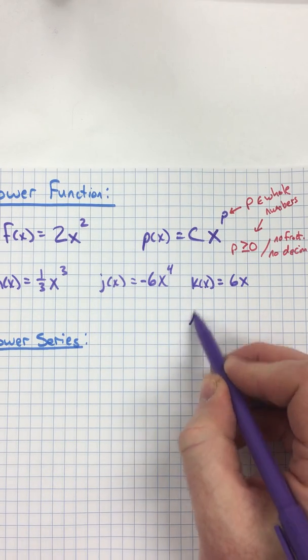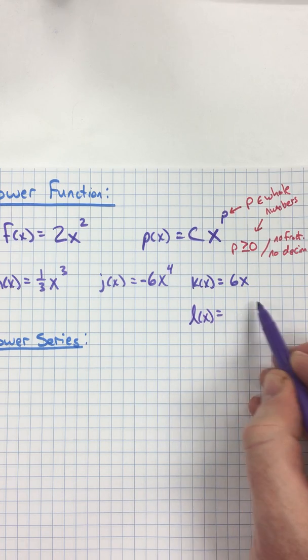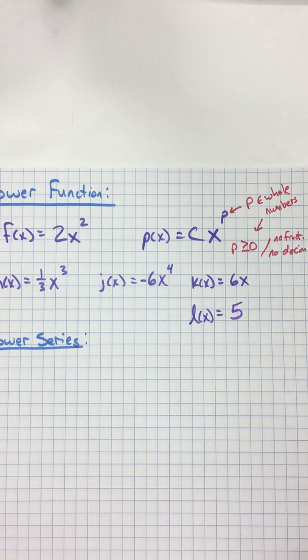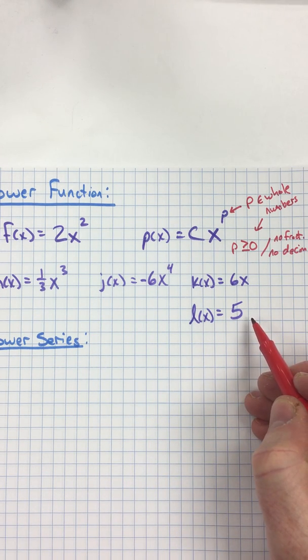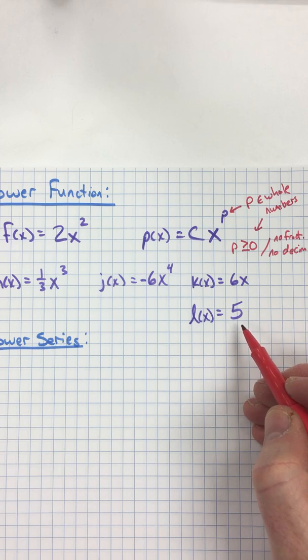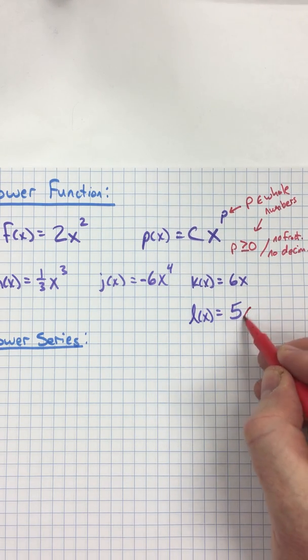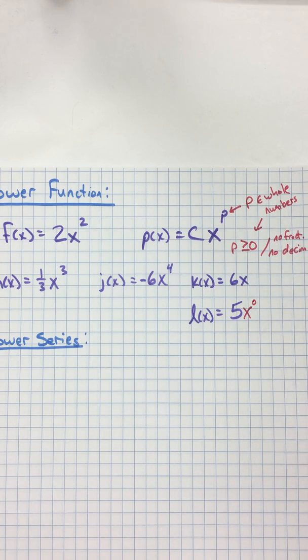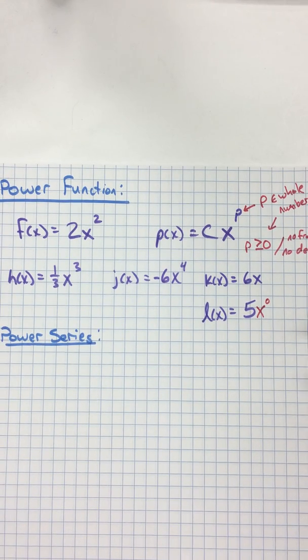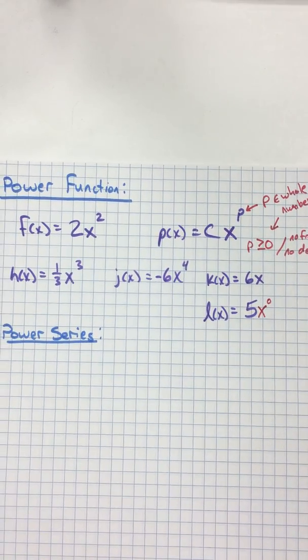I could even have maybe L of x equal to just a 5, the constant function. Why would the constant function be acceptable? Well, this would be the same as 5 times 1. And of course, 1 is the answer you get when you raise things to the 0 power. So this would be the same as having x to the 0 power, and that satisfies our rule. So these are the ideas of power functions that we're going to work with in this section.